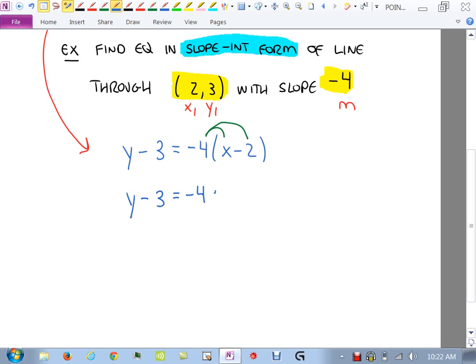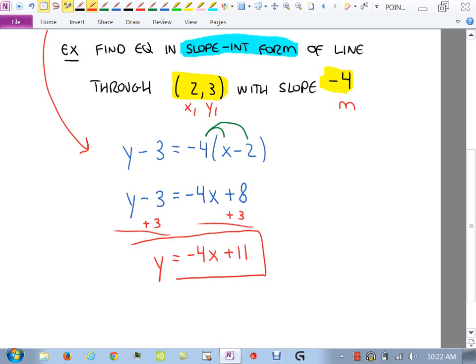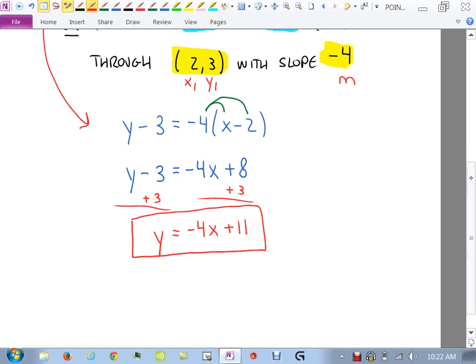We get negative 4x plus 8. Now we will add 3 to both sides. That'll get our y by itself. So y equals negative 4x plus 11. And that is the equation of that line in slope-intercept form.